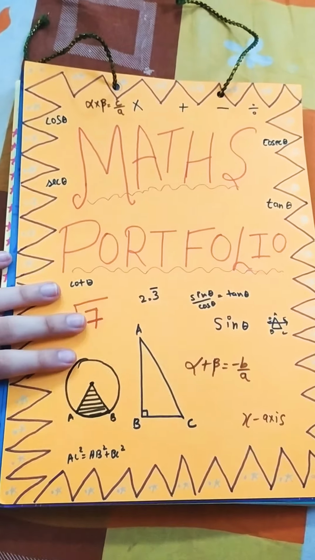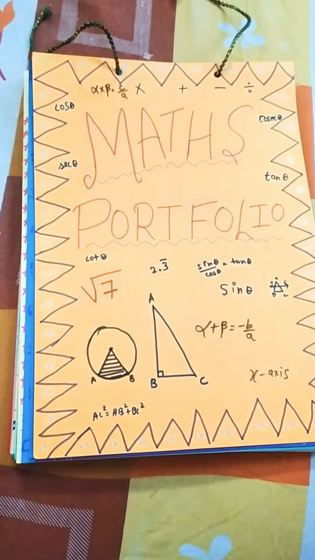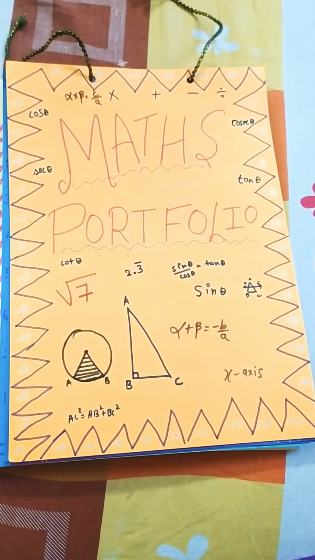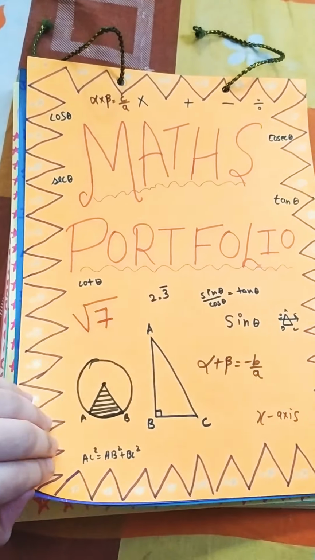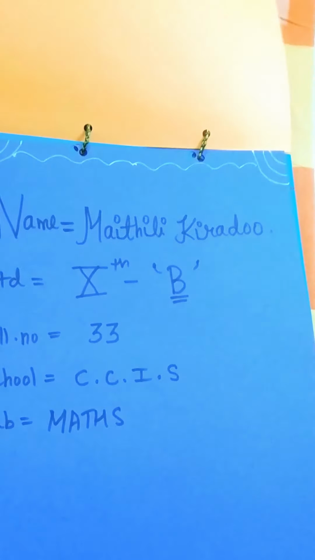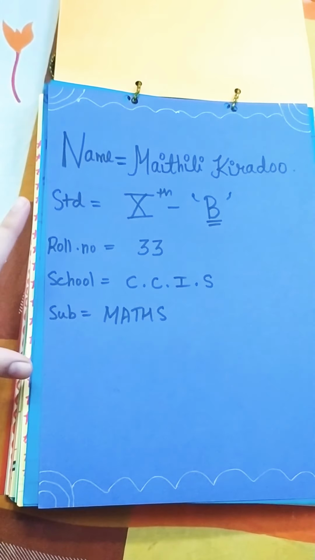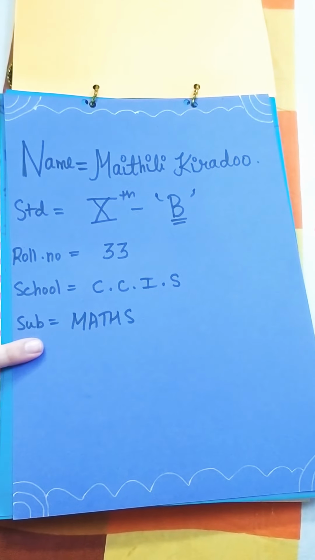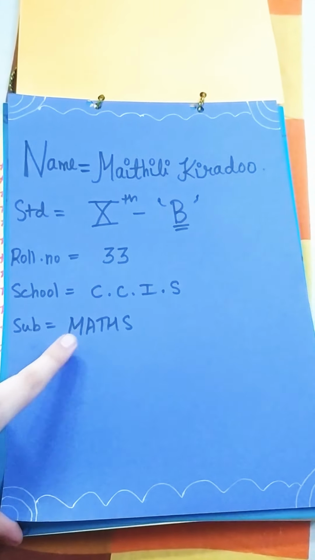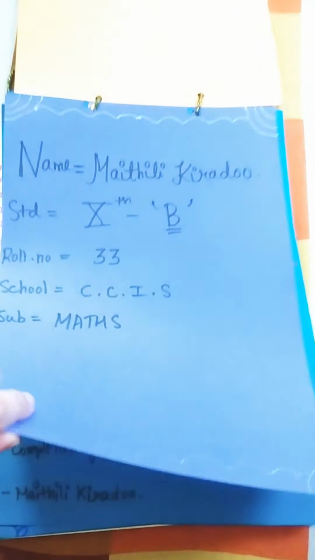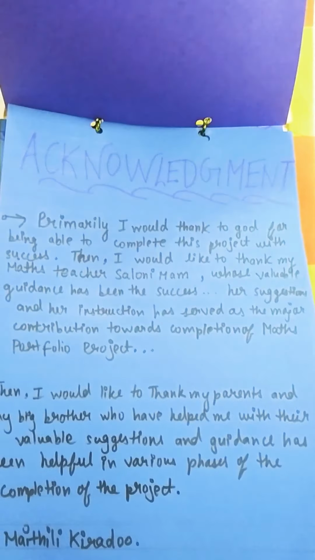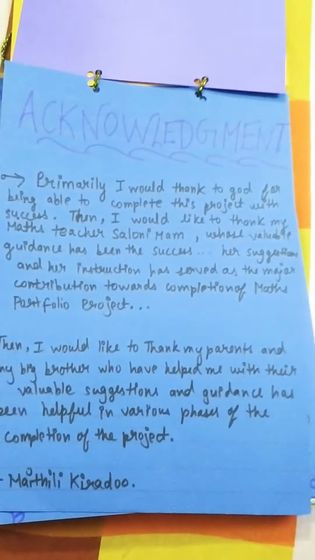So this is the cover page I have made and you can also make it like this. Then it's my name, standard, roll number, school and subject. You can also include your subject teacher. Now it is an acknowledgement.